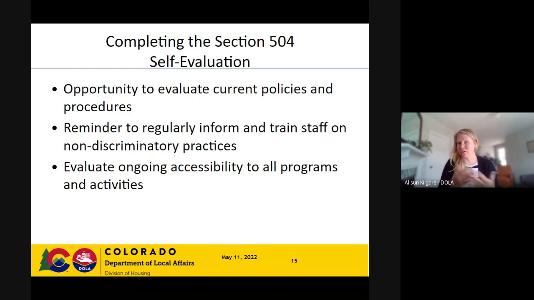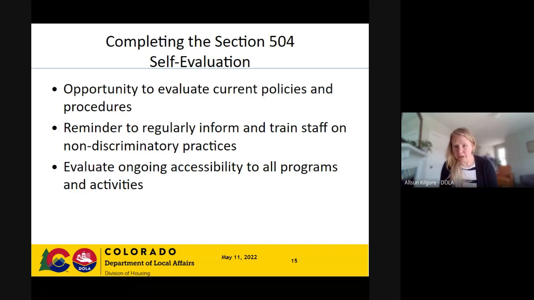So your Section 504 self-evaluation can help bring to light some of those blind spots. This self-evaluation can also help evaluate ongoing accessibility to all programs and activities. And it is specific to each property.